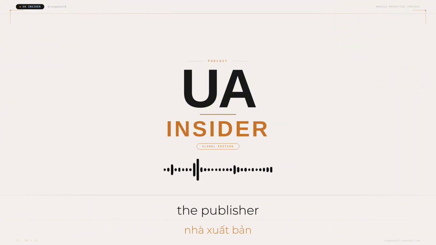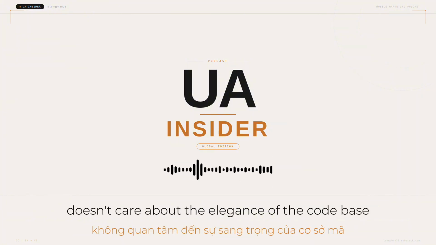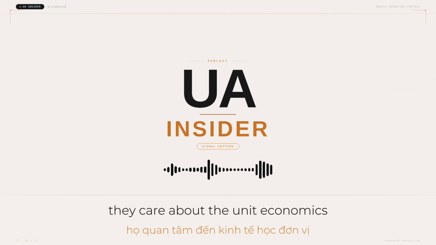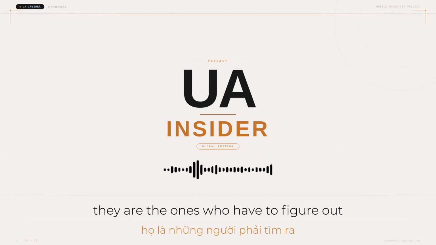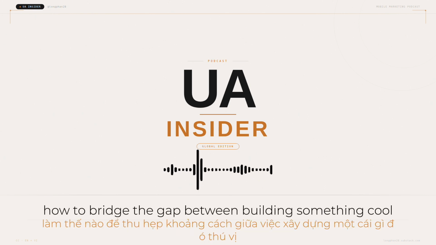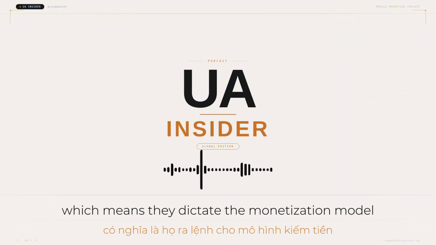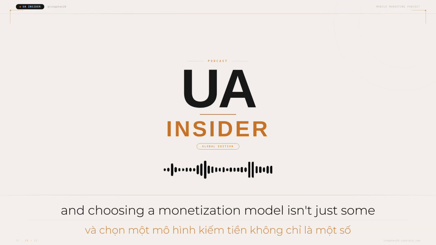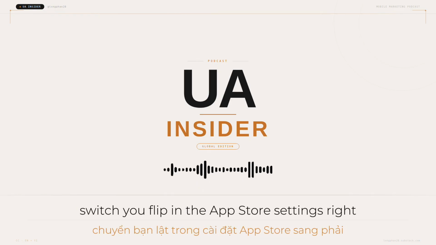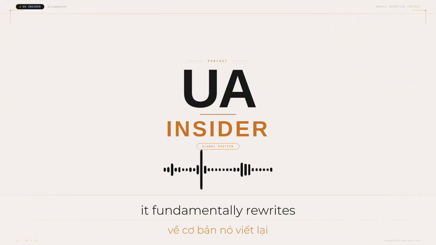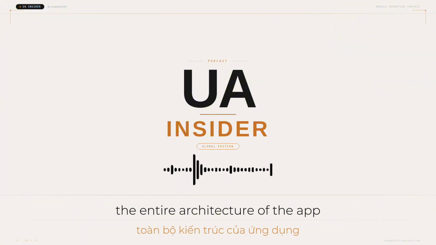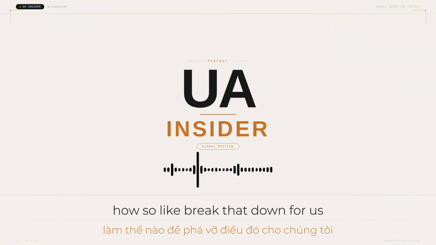Right. The publisher doesn't care about the elegance of the code base. They care about the unit economics. They are the ones who have to figure out how to bridge the gap between building something cool and actually keeping the lights on. Which means they dictate the monetization model. Exactly. And choosing a monetization model isn't just some switch you flip in the App Store settings, right? It fundamentally rewrites the entire architecture of the app. How so? Like, break that down for us.